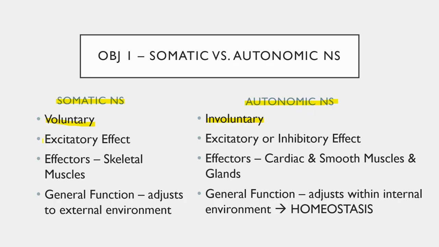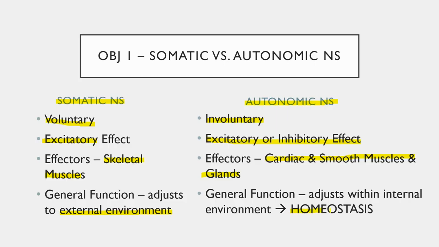Now, the somatic nervous system is always excitatory. So essentially, those action potentials are going to stimulate the muscles, whereas in autonomic, they could be excitatory or inhibitory. It just depends on the signal and the neurotransmitter that effector is receiving. The somatic nervous system affects your skeletal muscles, whereas once again, we have our involuntary effectors over here. And our somatic helps us respond to the outside environment. So if we have changes, if we get scared, we want to run away, something like that.